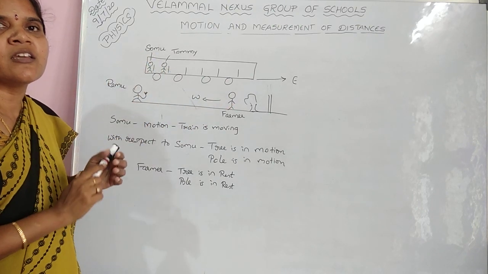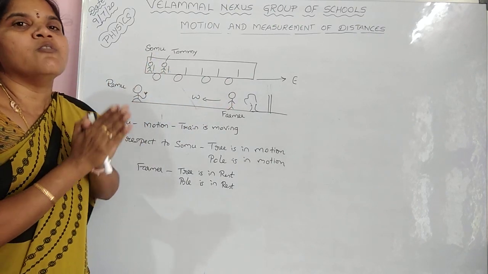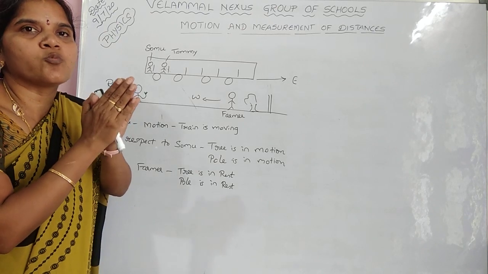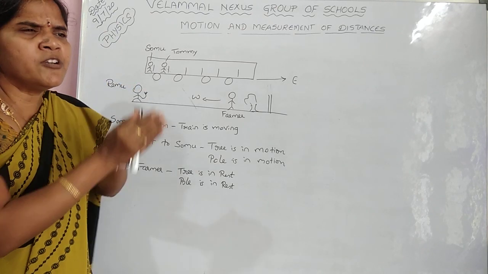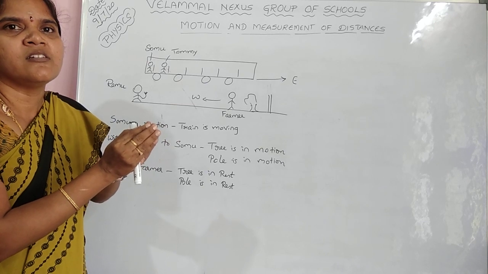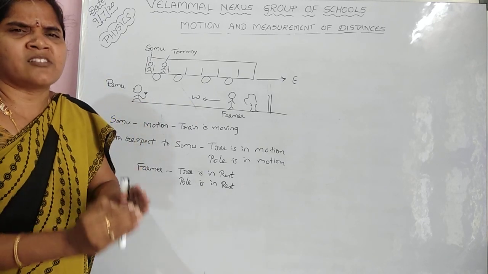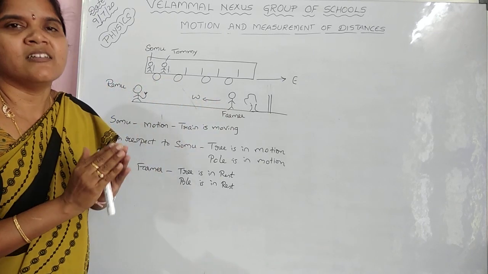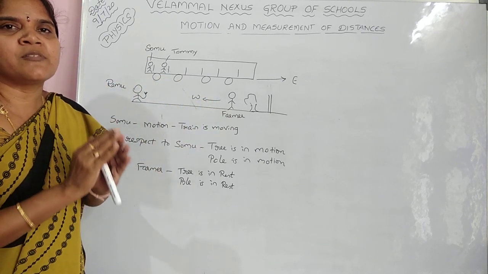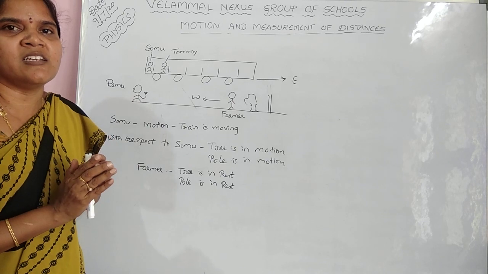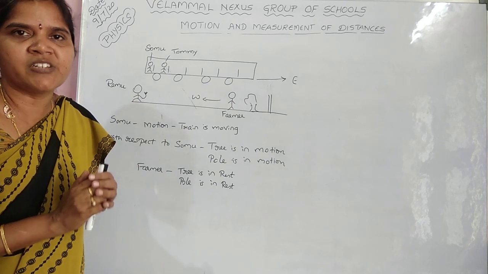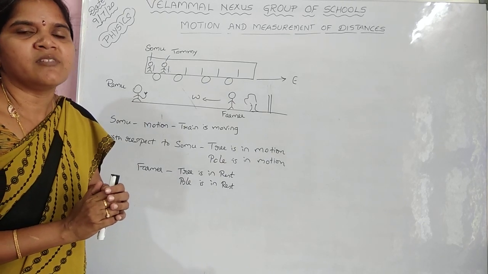Is it clear, children? Here one thing you have to remember, with respect to surroundings is very important. If you take one set of surroundings, it may be in rest position. If you take another set of surroundings, the same object may be in motion. And hence we are saying that no absolute rest, no absolute motion exists. Rest and motion are relative terms. Is it clear, children? Yes.